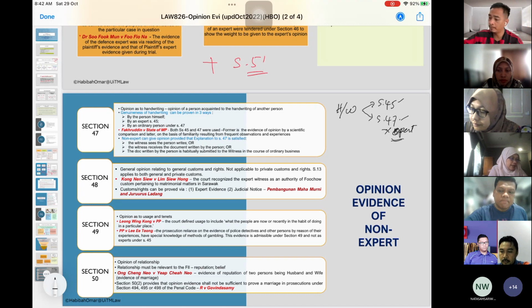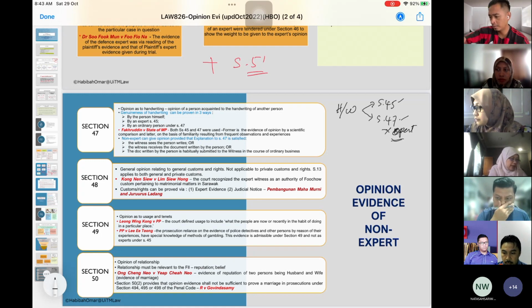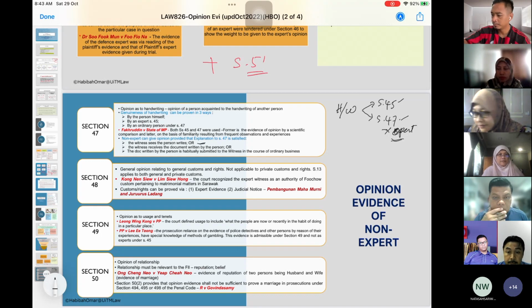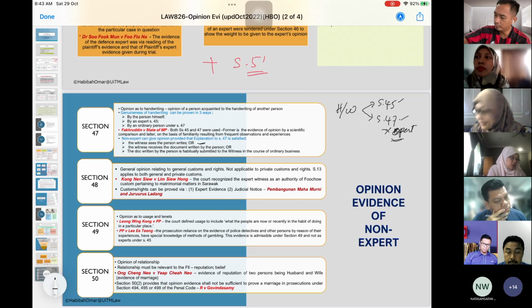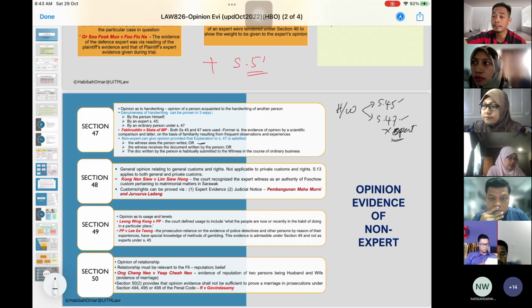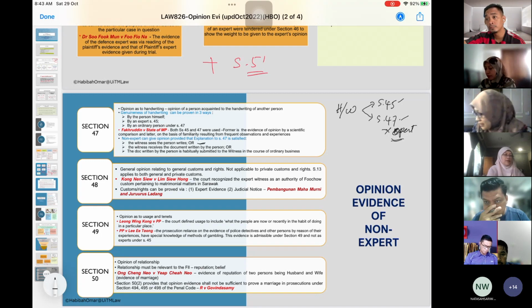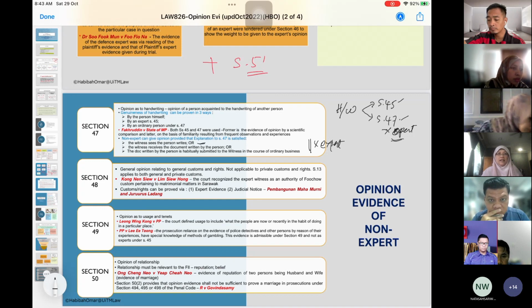So macam mana dia acquainted with the document? Ya, iaitu macam mana dia acquainted tu maknanya dapat tahu ya pasal dokumen tu, sama ada dia nampak. If you look at this one, the witness sees the person write. Maknanya macam PA nampak bos dia tulis. Kan? Ataupun witness receive the document written by the person. Dia terima dokumen yang diterima daripada orang tu, lepas tu okay, this is a document habitually submitted to the witness in the course of ordinary business. So that will be the situation where it is not expert. So this is a non-expert opinion. Subject matter dia adalah handwriting.